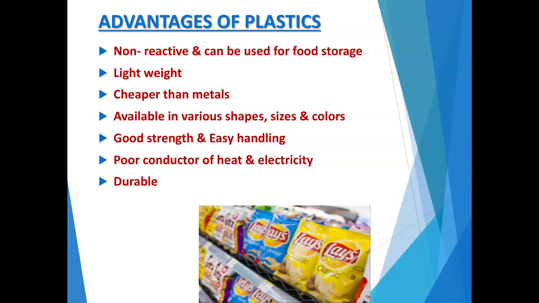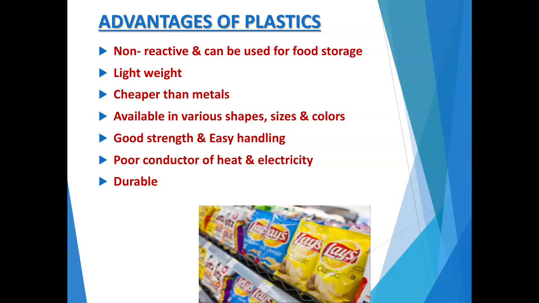And the second point is that they are lightweight. They have very low weight and they are easy to carry. And another point is that they are cheaper than metals. Plastic materials are available at lower prices than metals. And another point is that they are available in various shapes, sizes and colors. You can see plastic materials in different shapes, sizes and colors at markets, right? And another point is that plastic materials have good strength and they are easy to handle. That is another kind of advantage of plastics.